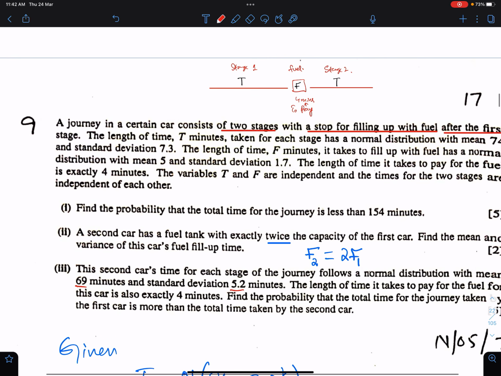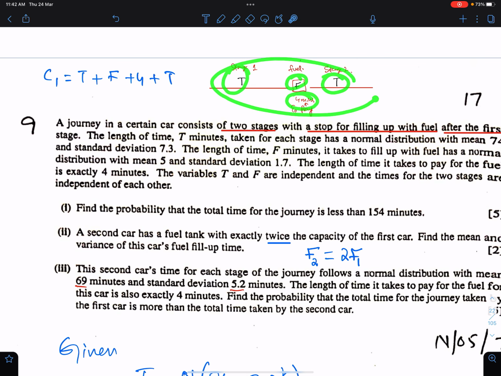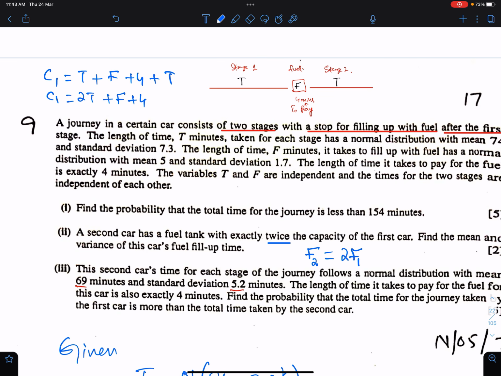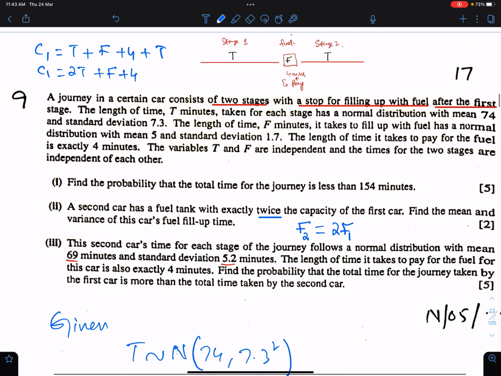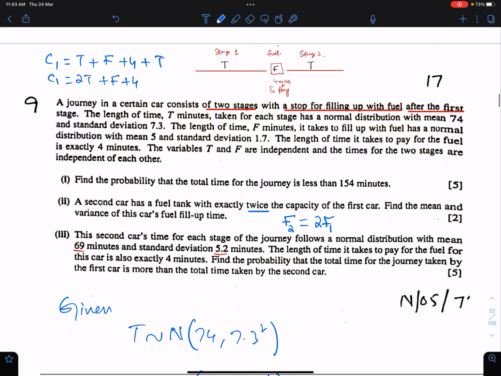So total time means T plus F plus 4 plus T. See, T plus F plus 4 plus T. This sum will give you total time for this car. So it should be 2T plus F plus 4. This is car 1's journey, the journey of car 1.